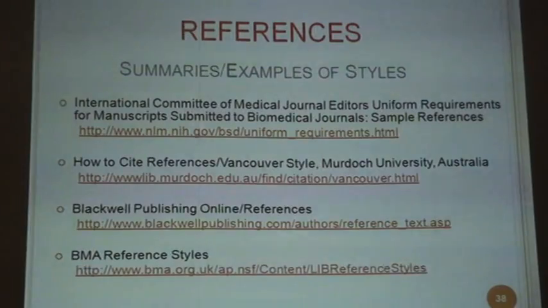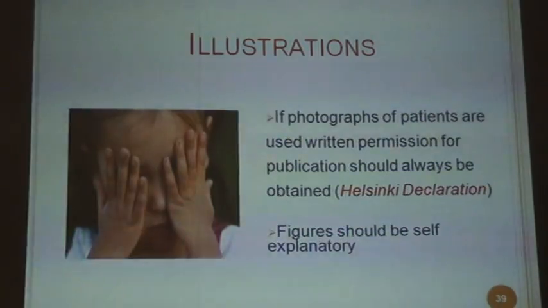And these are a few websites where you can actually go and see for yourself the details of how to go ahead with referencing all your texts. International Committee of Medical Journal Editors uniform requirements for manuscripts submitted to biomedical journals. Then how to cite references, Vancouver style, Murdoch University, Australia, Blackwell Publishing online references and BMA reference style. These all will be available. I mean, Dr. Samudra is already taking it, and anyone who wishes to take it from me, I am free to share this with all of you.